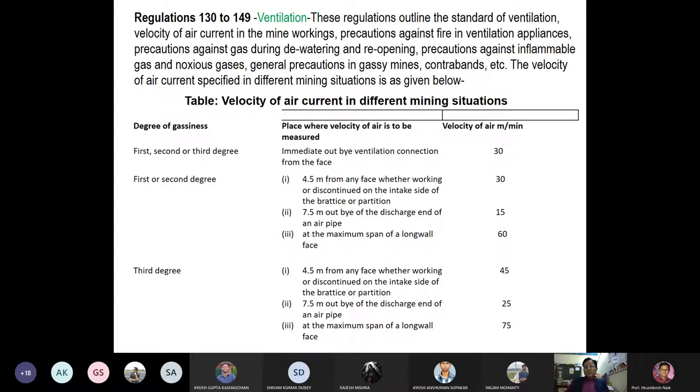These sections also give guidelines about general precautions in gassy coal mines, and about contraband. Contraband means somebody is carrying fire with him. A person is not allowed to go into the mines with contraband, such as for cigarette smoking. No contraband will be allowed to be taken to the underground mines as per regulations 130 to 149. The velocity of air current is specified in different mining situations, given in this table.